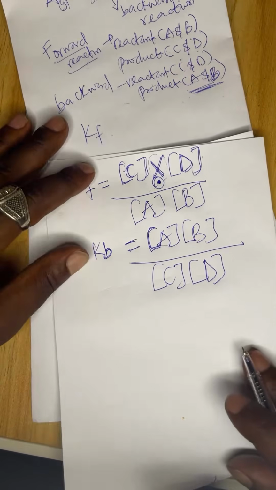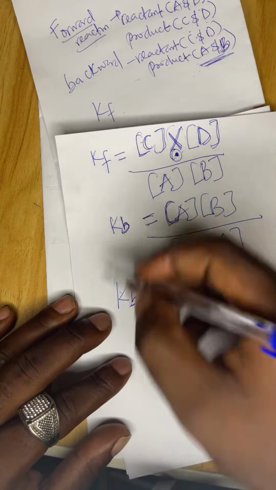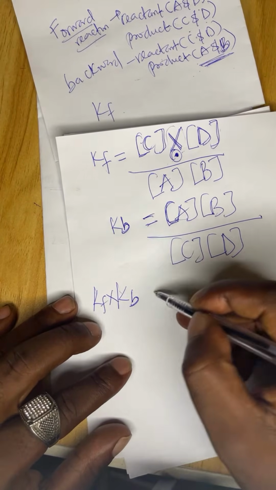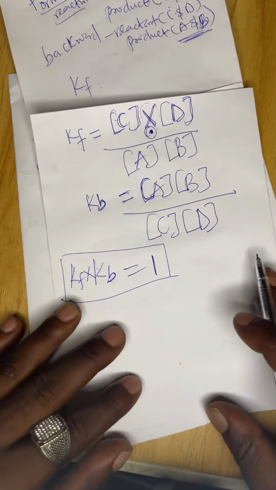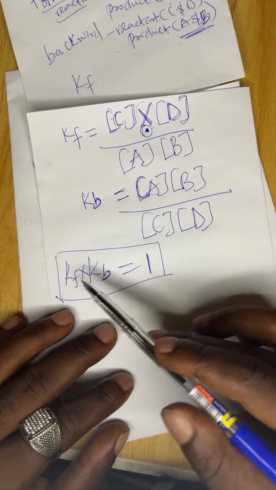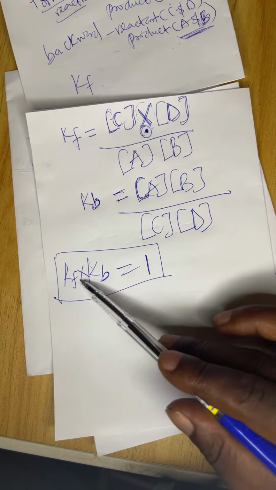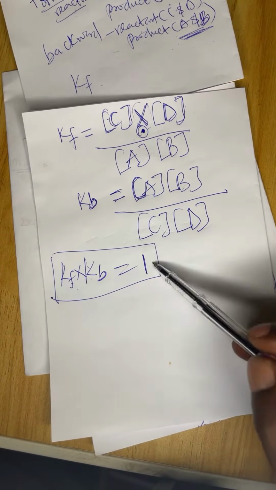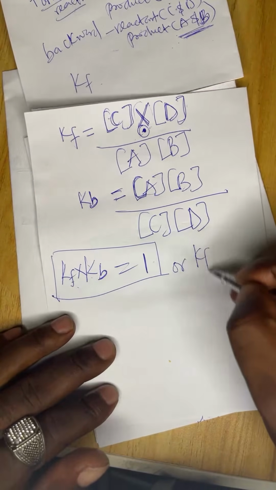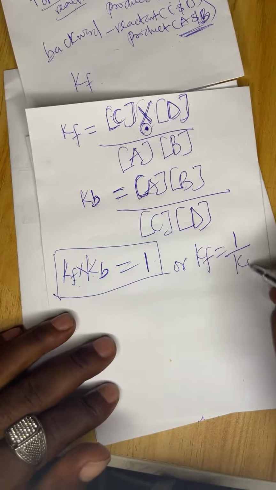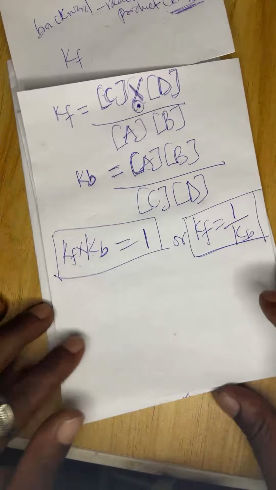Now, what is the JAMB question? The JAMB question says that the product of the backward reaction multiplied by the forward reaction is equal to 1. This is the JAMB question, and that's what I want to prove now. Or JAMB can say the equilibrium constant for the forward reaction is a multiplicative inverse of the backward reaction. Or another way JAMB can put it: K forward equals 1 over K backward. If you go to your past questions, you will see this question there. I kid you not.